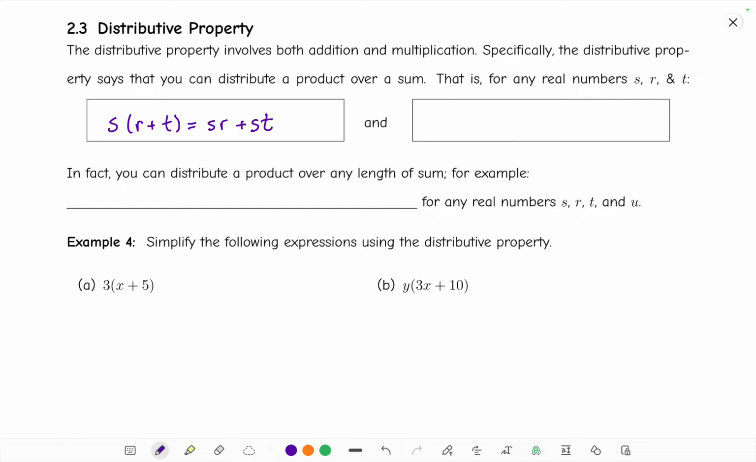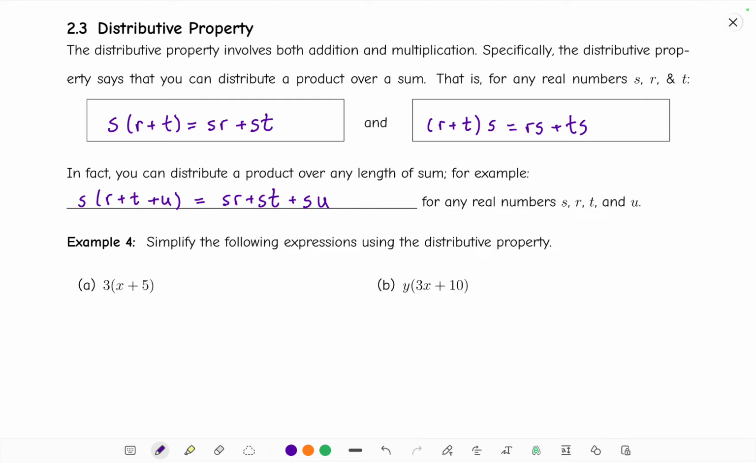And then because of the commutative property of both addition and multiplication, this also means r plus t times s equals r times s plus t times s. In fact, you can distribute a product over any length of sum. For example, s times the sum r plus t plus u equals s times r plus s times t plus s times u.